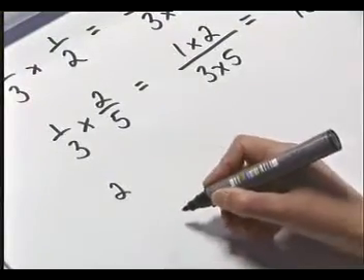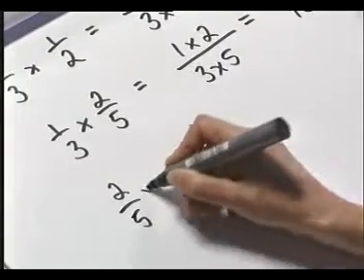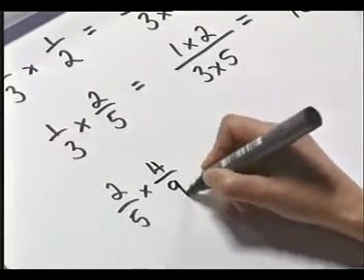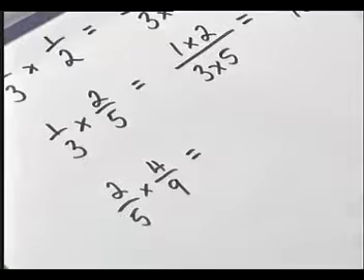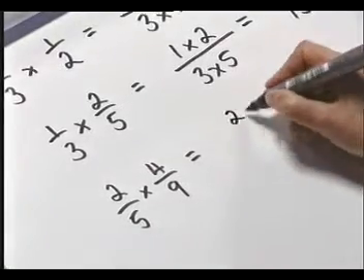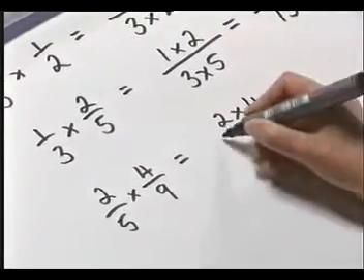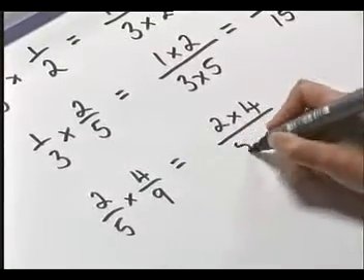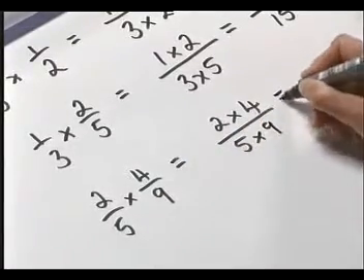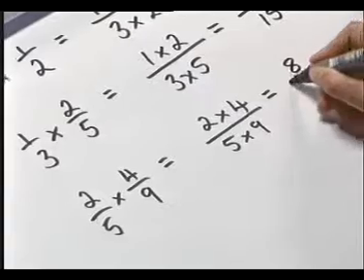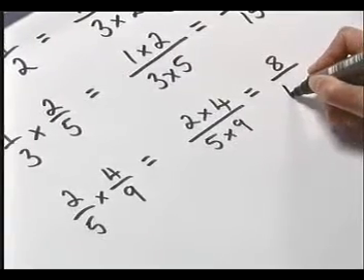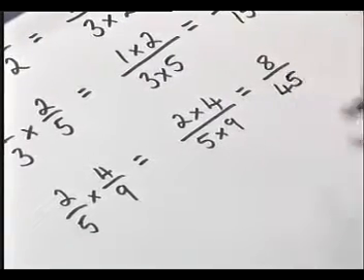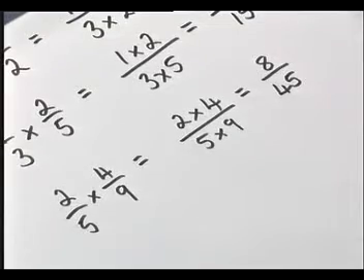Let's do a few more examples. Let's say we have 2/5 times 4/9. So what we're doing each time is we're multiplying the numerators together and we're multiplying the denominators together. 2 4s are 8, 5 9s are 45. So we have 8/45.